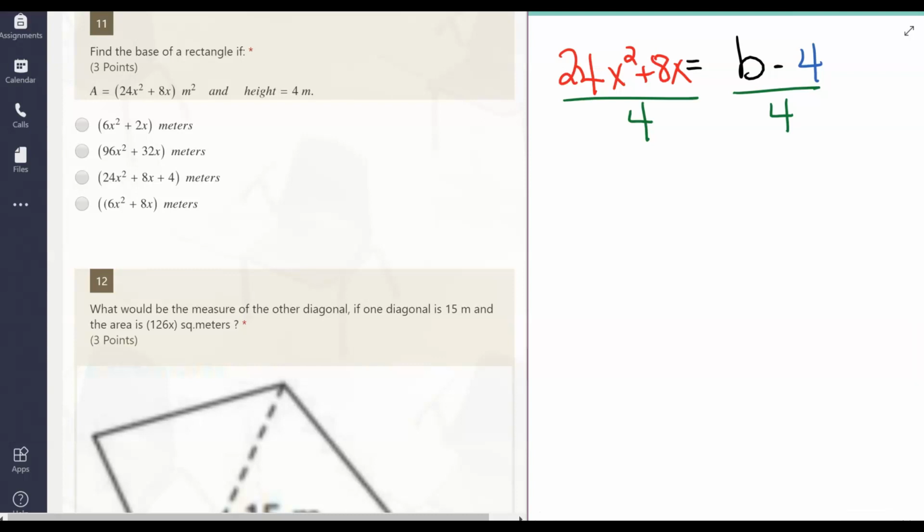So it's 24x squared divided by 4 to give me 6x squared. It's also 8x divided by 4 to get me an extra 2x. So my base is that result, 6x squared plus 2x.